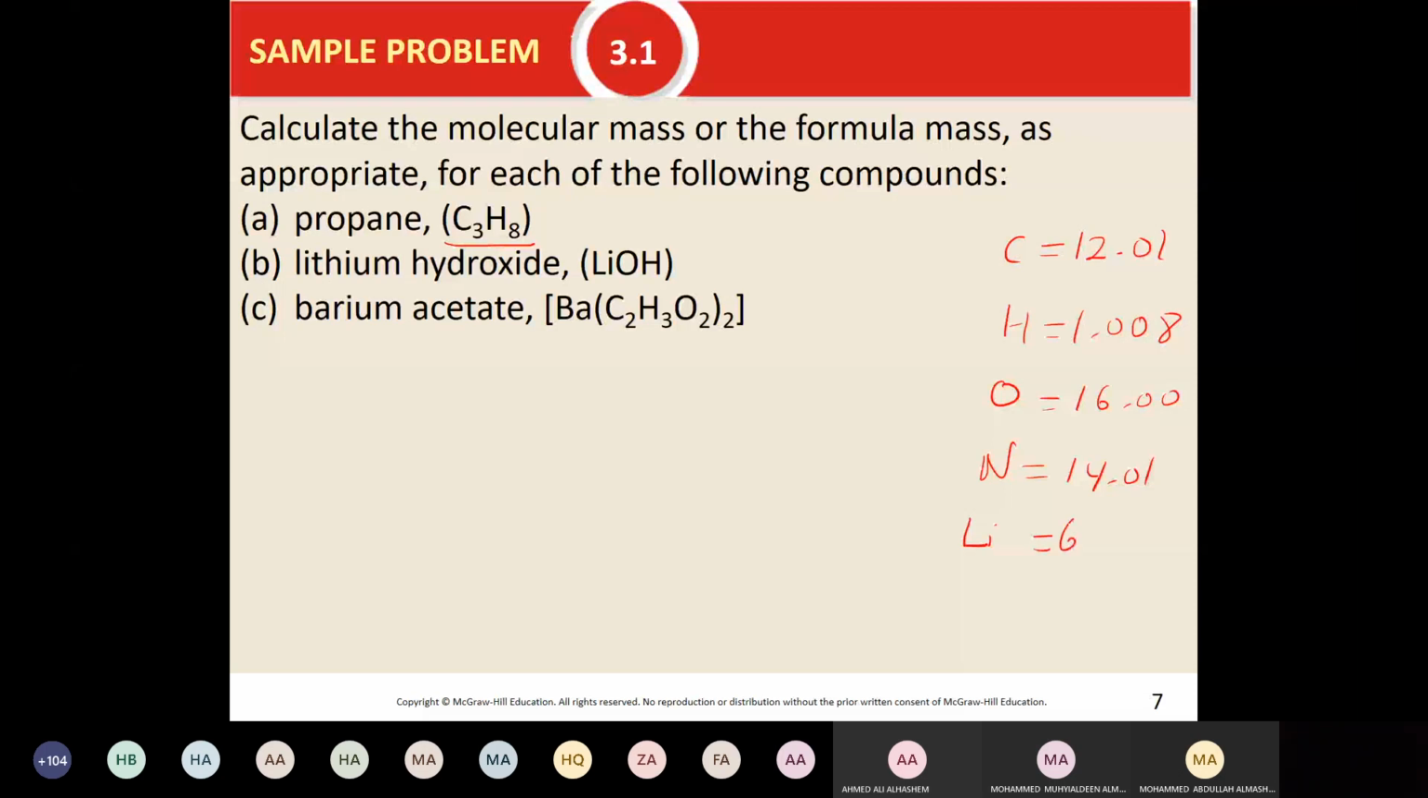Okay, go ahead. Solve it very quickly. 44.094. What's the unit? AMU. Don't forget, formula mass is for one molecule, and the unit is AMU. Okay. How about lithium hydroxide?